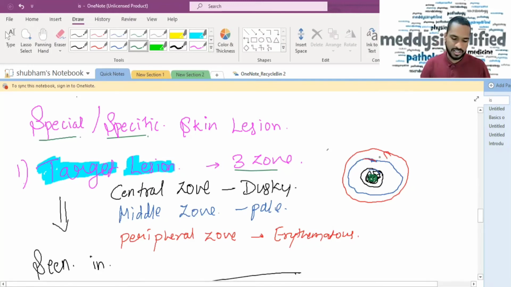It is erythematous. Now, where do we see this target lesion? That is very important. Target lesion is seen in erythema multiforme.